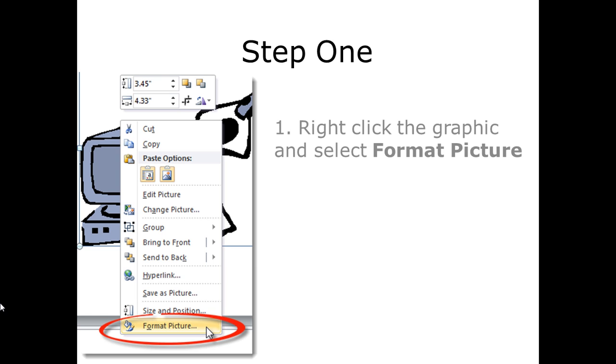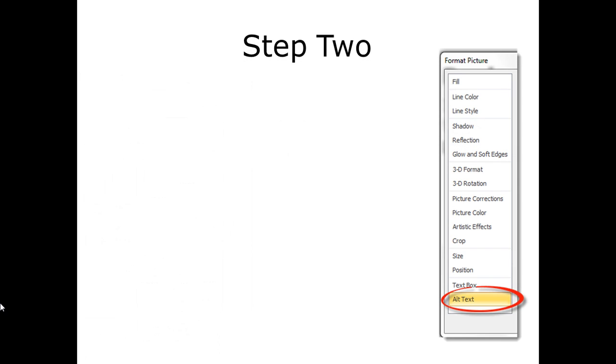It's very easy. We're going to right-click on the graphic and select Format Picture. Step 2. Click Alt Text in the Format Picture menu.